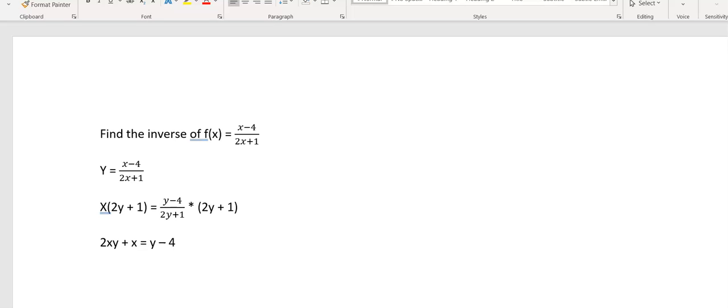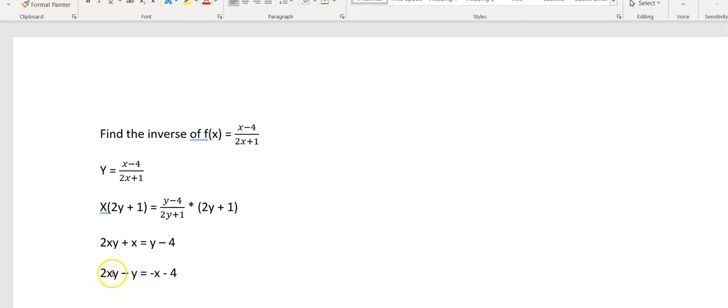So let's move all of our y terms to one side and all of our non-y terms to the other side. So I'll keep the 2xy on the left, but I'll move this y, and when I move it across the equal sign, it's going to become a minus y. And this x doesn't contain a y, so I'll move it to the left side. It's going to be a negative x, and I still have the minus 4 there.